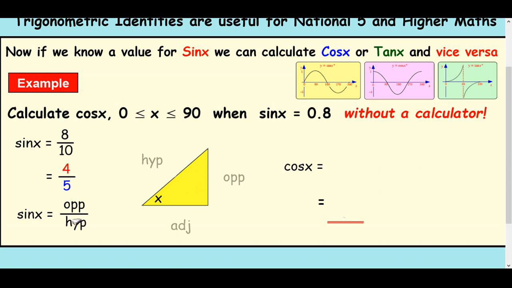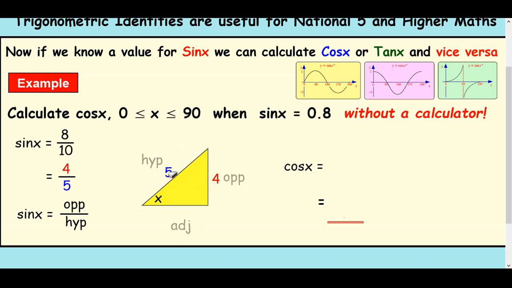So what I can do here is, with my triangle, I can fill in information because I know that if sine x is equal to opposite over hypotenuse, and I also know that sine x is equal to 4 over 5, that means the opposite side of this triangle must be 4. So I can fill that in. And it also means in the triangle the hypotenuse must be 5, because that's at the bottom there too.